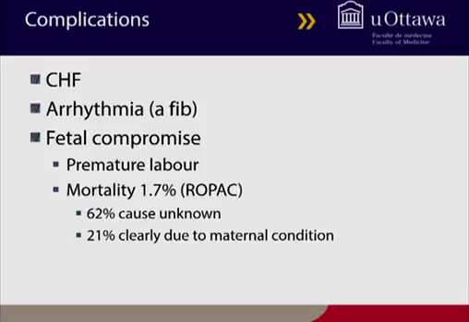There are fetal complications. Most common is the premature labor, but there is IUGR, and there is mortality. Mortality is about 1.7% in the ROPAC data. 60% or so of those, they actually couldn't determine the cause. And then 21% clearly due to maternal condition. So it's usually poor cardiac output, congestive heart failure, oxygen desaturation.